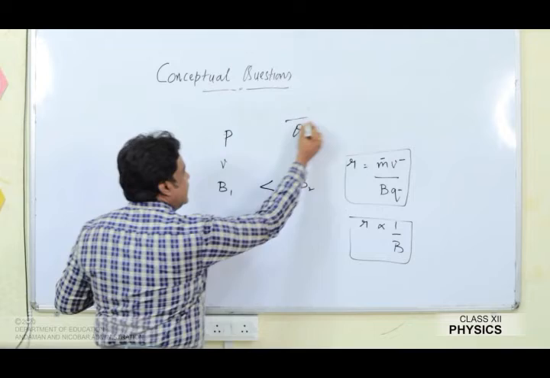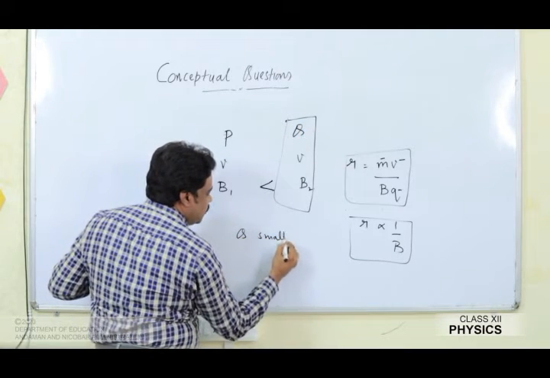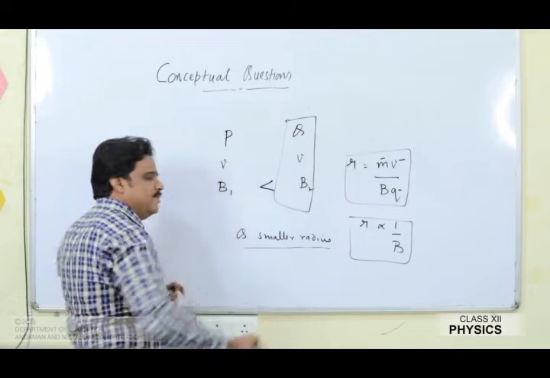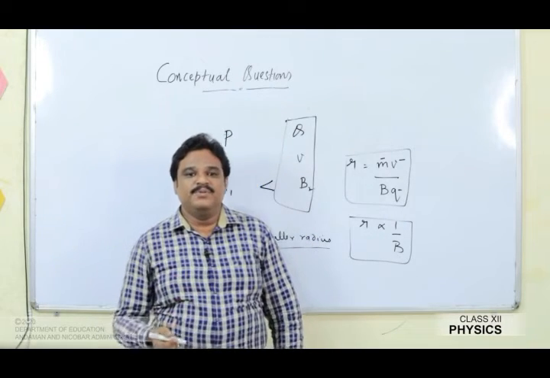So obviously from this data, Q will have a smaller radius. Obviously this is also one of the most important questions that is usually repeated in the examination paper. So I am going to read it back.